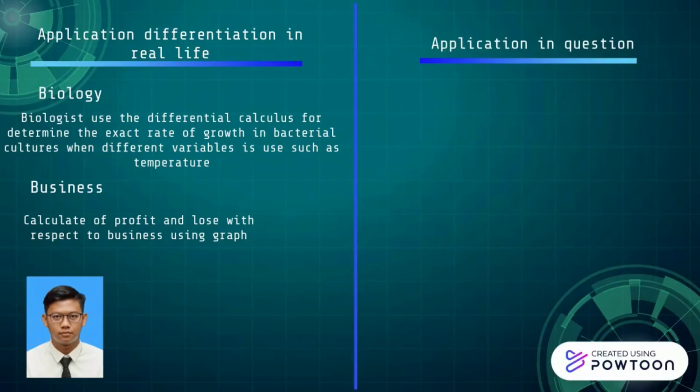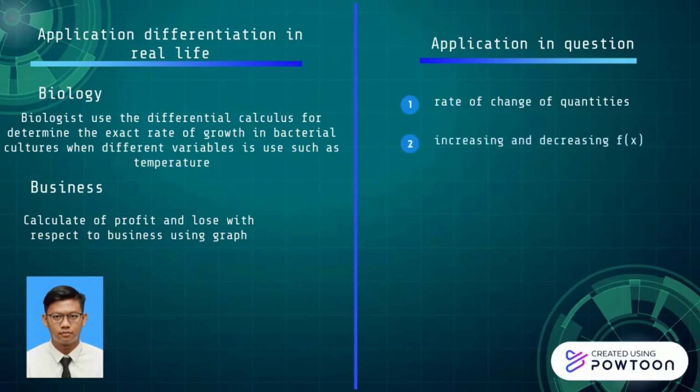What are the applications of differentiation in the questions for our examination? There are 5 things we must know. First, rate of change of quantities. Second, increasing and decreasing f(x). Third, tangents and normals. Fourth, approximation. And fifth, minimum and maximum.